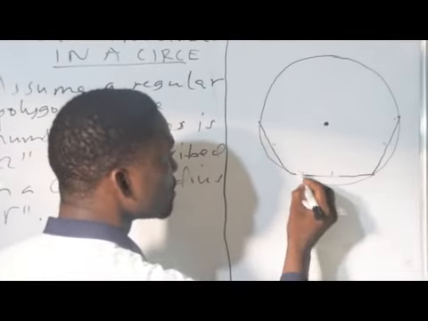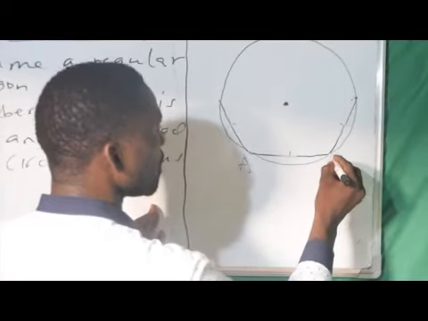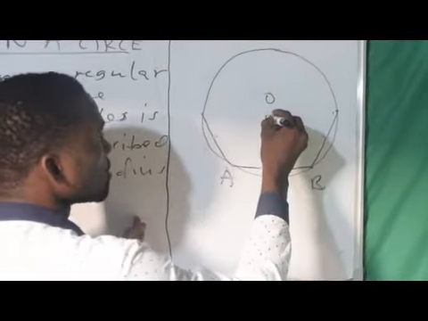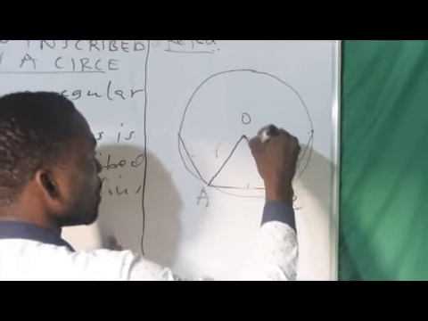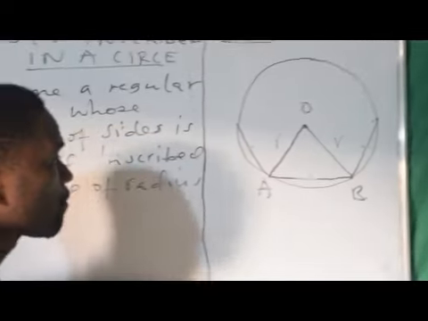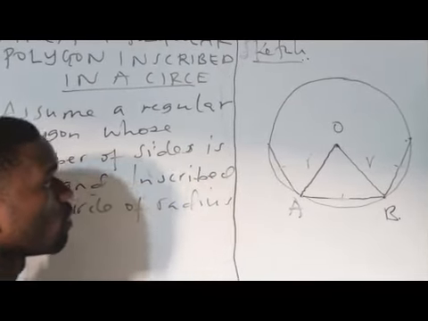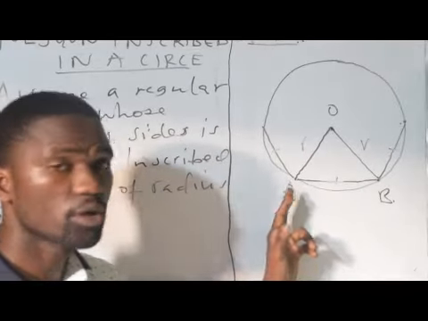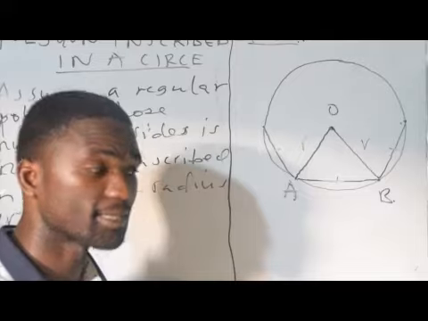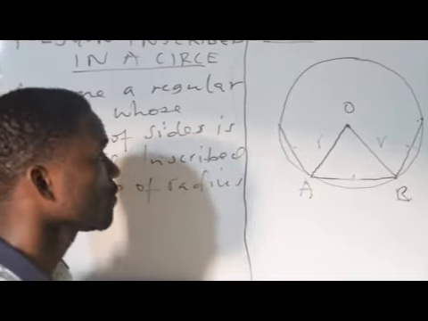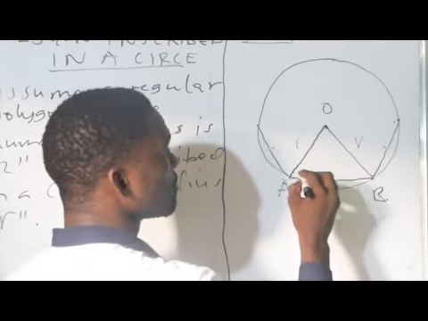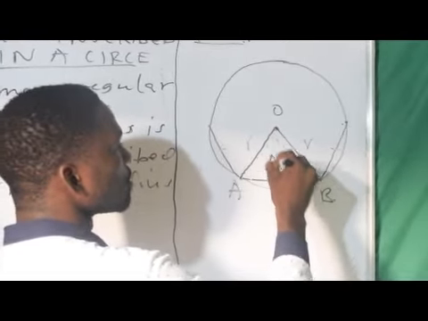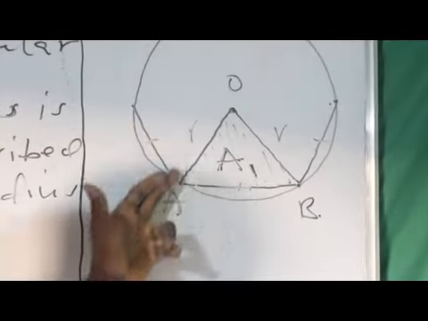And suppose this point is A and this point is B. This is the center, call it O. The length OA represents the radius and OB again represents the radius. With this diagram, there is a triangle AOB. This triangle AOB is of our interest to enable us to derive the formula that we want. So suppose the area of this triangle is A1. Let's say that the area of this triangle is A1.